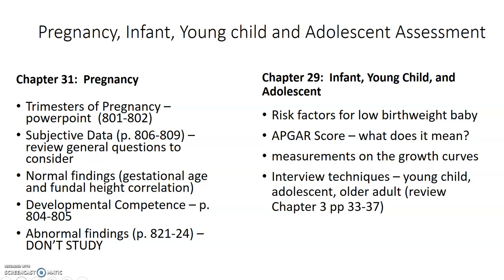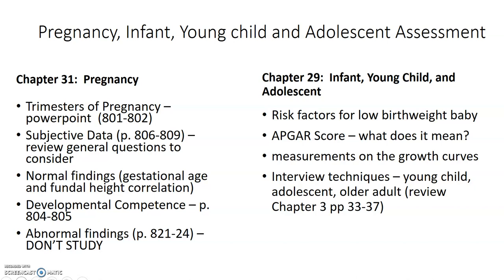Pregnancy, infants, young children, and adolescents are discussed in chapters 31 and 29. Chapter 31 focuses on pregnant patients, and the 3 trimesters of pregnancy have distinctive characteristics, and you should review the general questions that we ask women who may be or are pregnant. Normal findings include that as the fetus grows, the gestational age and the fundal height in inches correlate.